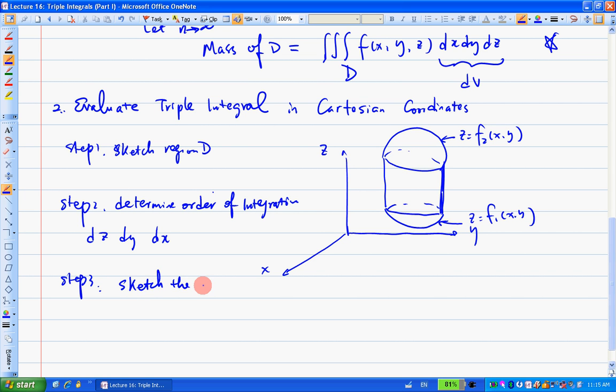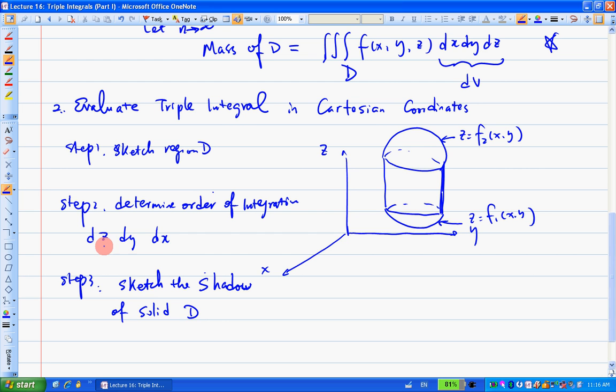Okay, sketch the shadow, because you need this information here. Sketch the shadow of this region D of the solid. Sketch the shadow, not an arbitrary one. The shadow you sketch depends on the order of the integration here.